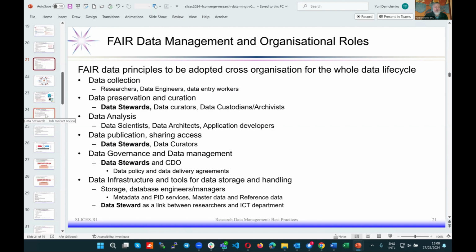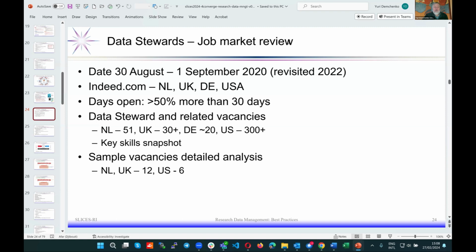Then we made the job market research. Two times we did it, in 2020 and 2022. And we discovered that the demand for data stewards among commercial organizations, banks, and financial organizations is huge.